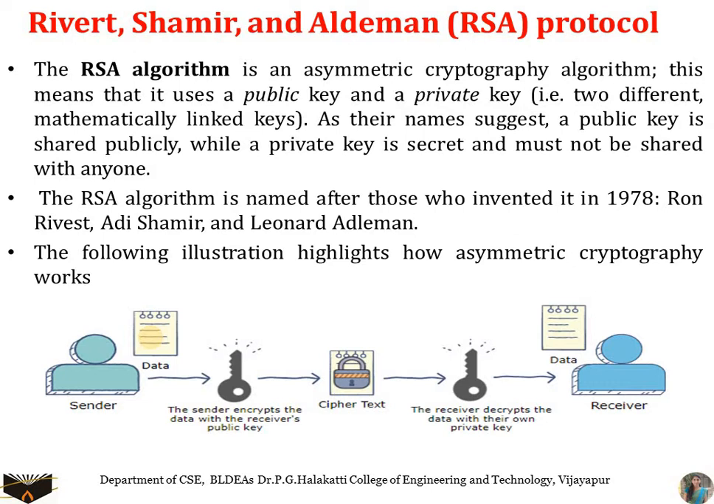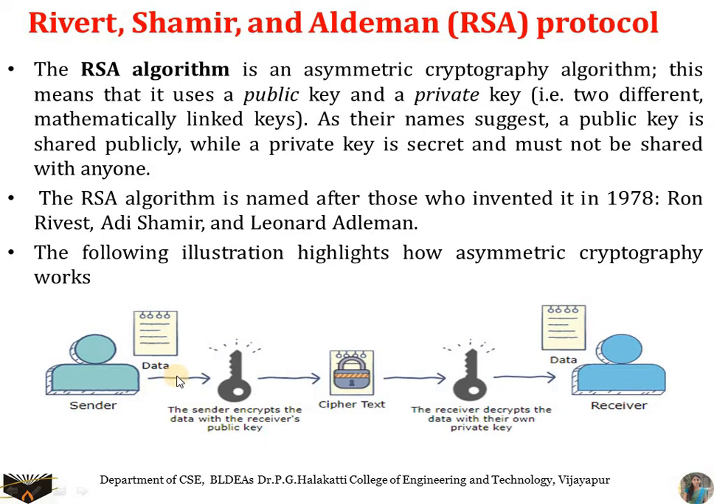The RSA algorithm is named after the three persons who invented it in 1978, that is Rivest, Shamir and Adleman. These three are the persons who invented this algorithm. So here we have the diagram which is going to show asymmetric cryptography. Here we have the sender and at the other end we have the receiver. The data needs to be sent from the sender to the receiver. As we said, we are going to use two keys. One is at the sender side and one more is at the receiver side.